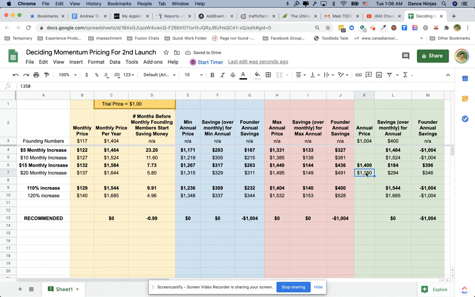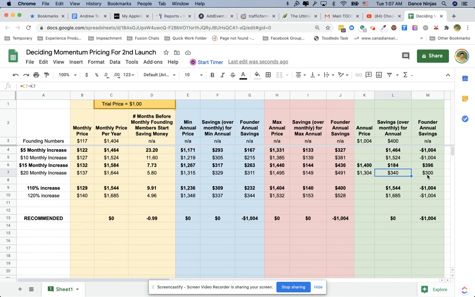Let's try 1300, 344 and 296. Kind of like that, 137 and 1300. Let's say 1304. So now the founding members are saving $300, and the annual people, per year, are saving $300. That's really good.